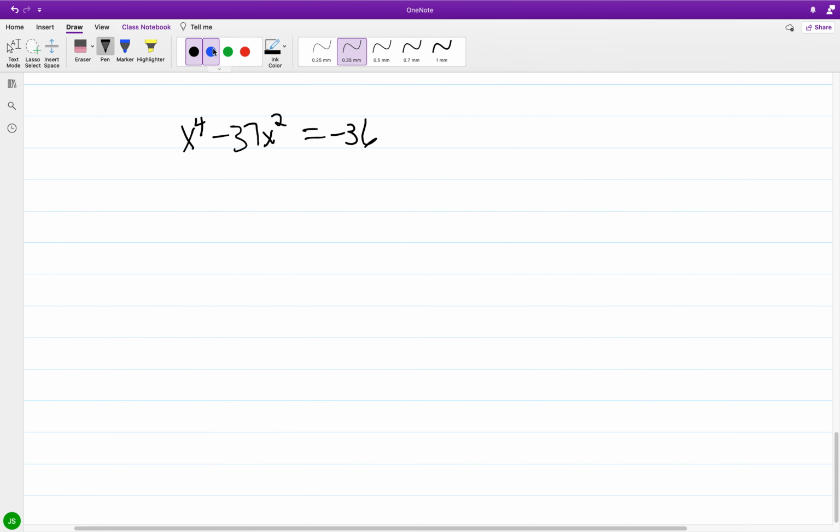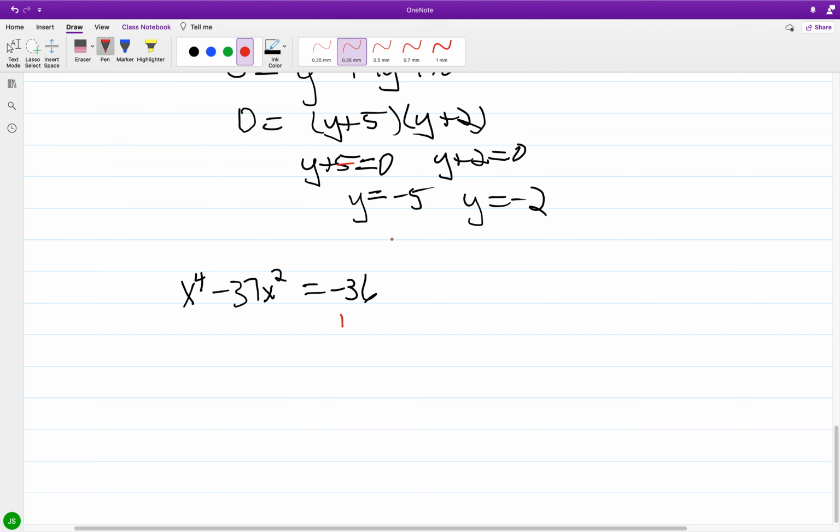Okay, so for this equation, we have x to the fourth minus 37x squared is equal to negative 36. And if I put this equation that is quadratic in form also in standard form, that is to set equal to 0, I'm going to add 36 to both sides. And so we're going to have x to the fourth minus 37x squared plus 36 is equal to 0.